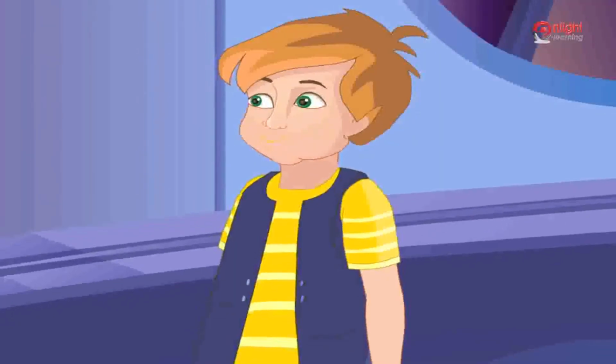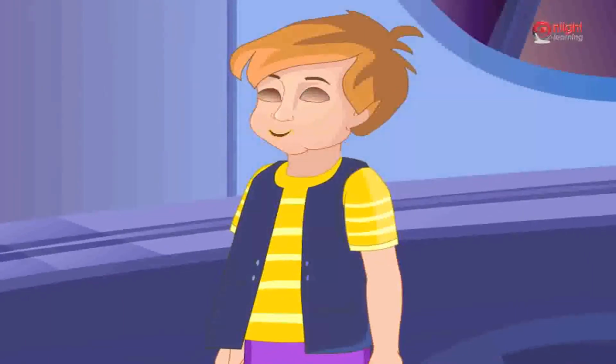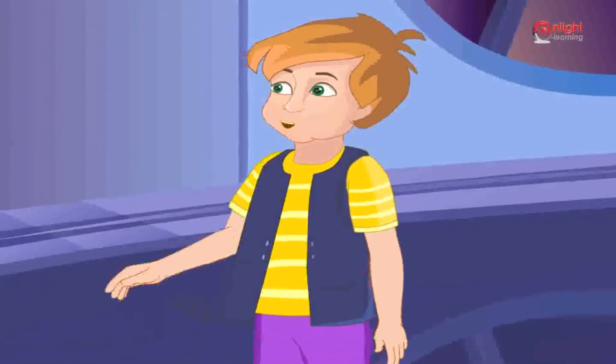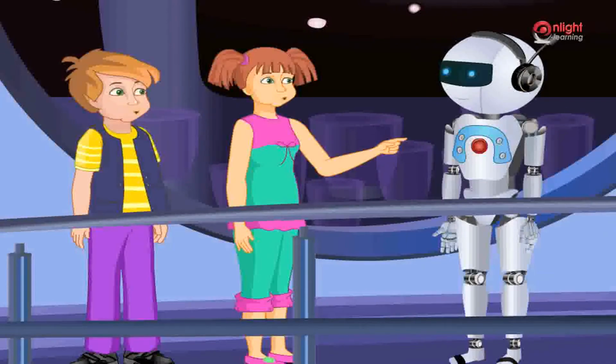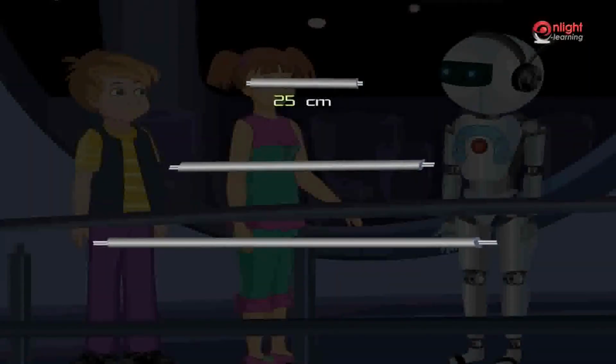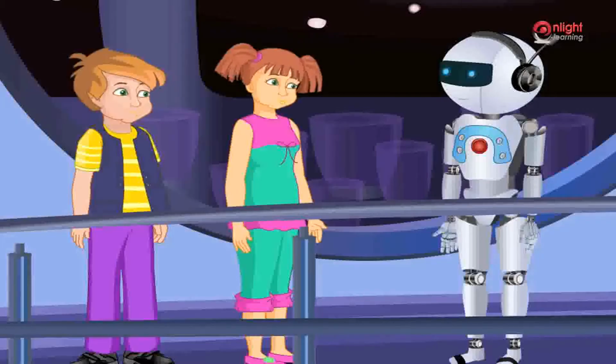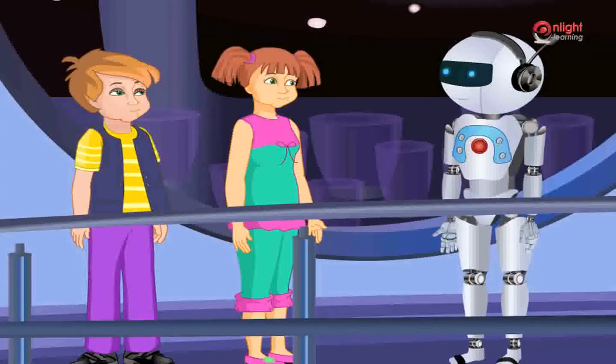This is mysterious. Why don't we ask Chitti? He might be able to help us out. Chitti, we have 3 rods of length 25 centimeter, 50 centimeter and 80 centimeter. How can we form a triangle with these rods?